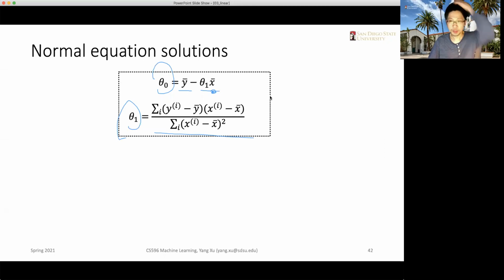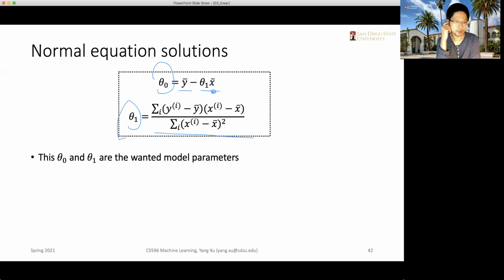Okay, so given θ0, yeah, we will definitely reveal this in the next class. So θ0 and θ1 are the returned model parameters. These will be directly obtained from the data, which is good news for us. That said, given a bunch of data, we're able to compute θ0 and θ1 that fit the data. And we will see the difficulty of these normal equation solutions, because when data are big, this method is really not that fast to compute.